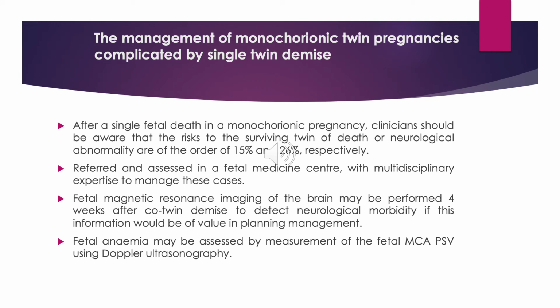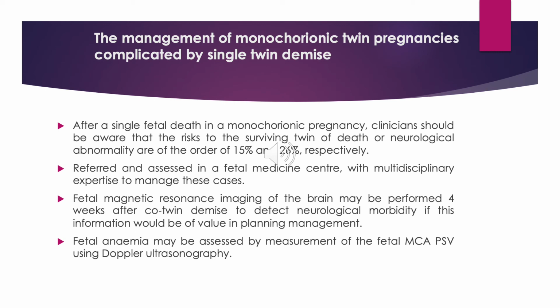This information will be valuable in planning and management, and this will depend on the gestational age at which fetal demise occurs. For example, if fetal demise occurs at or after 32 weeks, in this case delivery for monochorionic twins is usually planned around 36 weeks, so there is no role for doing MRI before that. Fetal anemia can be assessed by measurement of fetal middle cerebral artery peak systolic velocity using Doppler ultrasound.